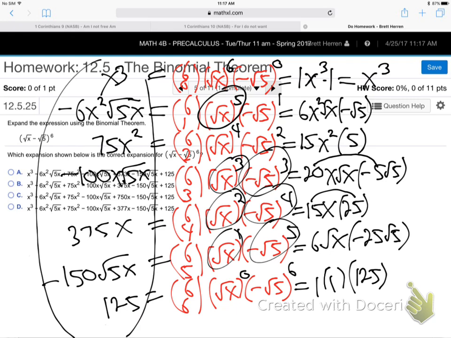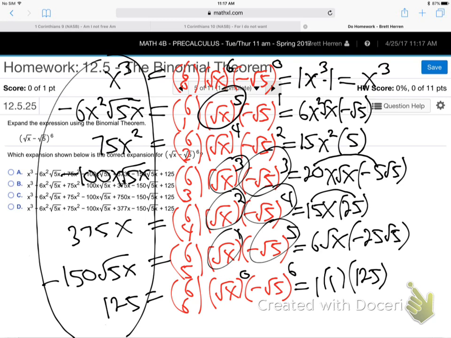So there are the terms. That's the result of foiling that 6 times. The binomial theorem gives it to us. Questions I can answer? So that's basically it.